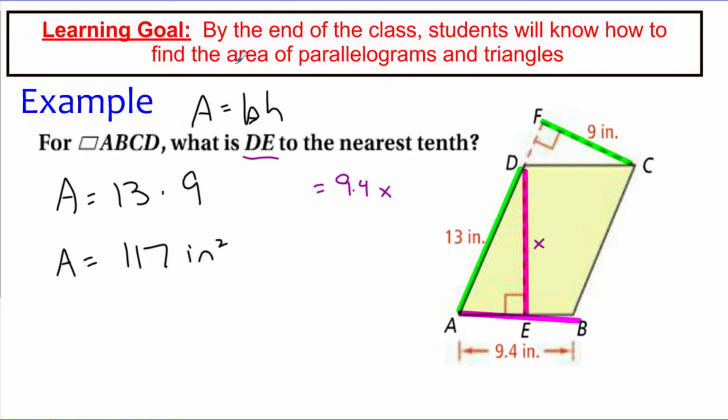We actually just figured out that the area was 117. Okay? So now if I divide both sides by 9.4 and do 117 divided by 9.4, you get a pretty long decimal, but it asks us to round to the nearest tenth. So in this case, x, which is the length of DE, would have to be about 12.4 inches, right? And so again, this is in inches because it's just the length of a line.